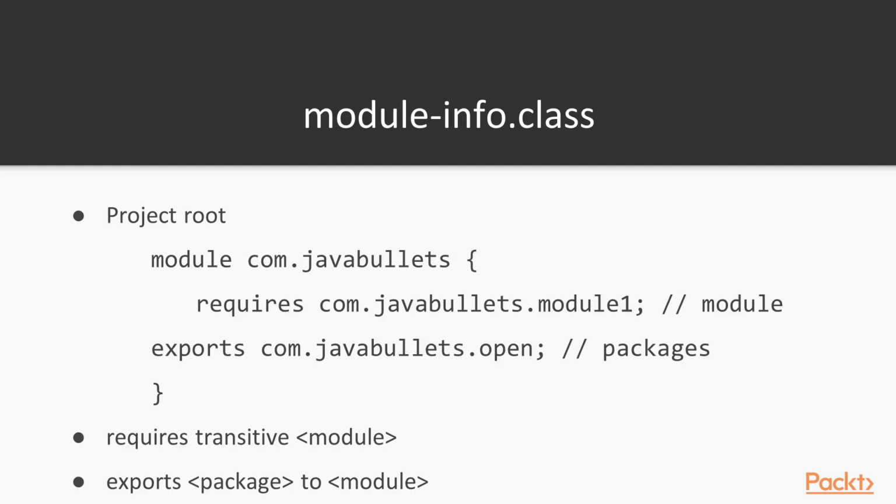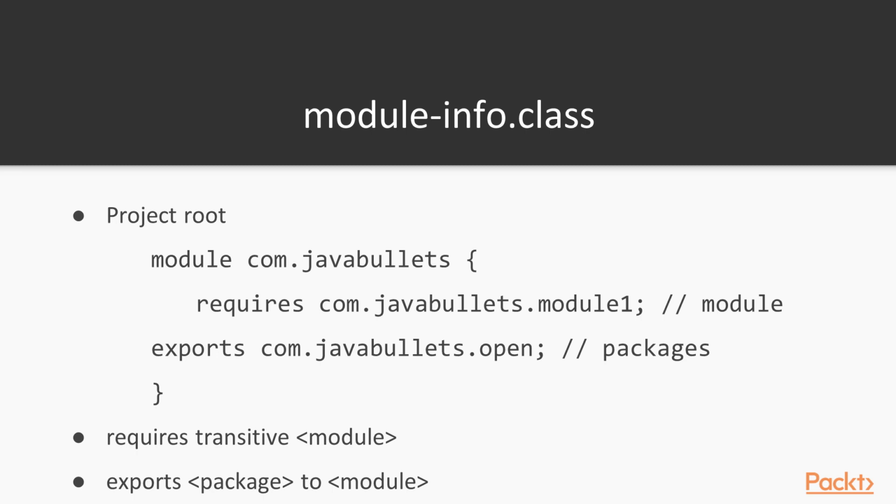Module-info.class. Let's work through the syntax. In this example, we have the module-info.class at the project root, and we have module com.javabullets, where com.javabullets is our module name. This isn't a package name, it's the module name, and it has to be unique within our application. And then we have two aspects of syntax. So we have requires com.javabullets.module1. This is a dependency on another module, so in our system we would need to provide module 1 for our module. And then what we've got is exports com.javabullets.open. This is the package from within our module that will be visible externally.